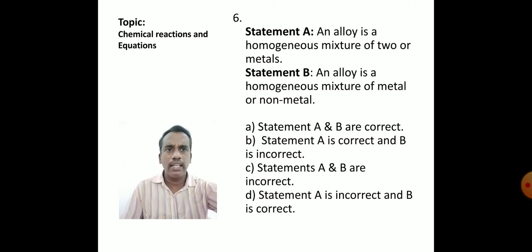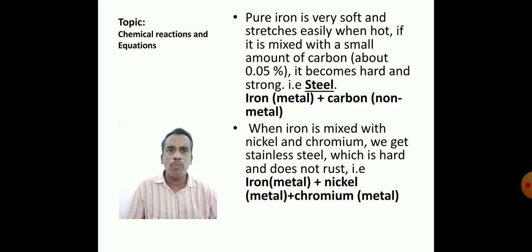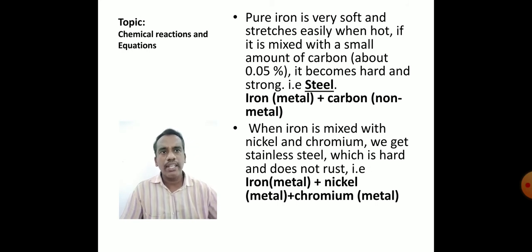Let us see the explanation points here. You can note down that steel is the combination of iron plus carbon, which is a metal and a non-metal. In this, the carbon percentage is very less, 0.05%, whereas in stainless steel, which is very hard and does not rust, we have iron, nickel and also chromium, including carbon, which is a non-metal. When we study these two main points, we can draw some conclusion.